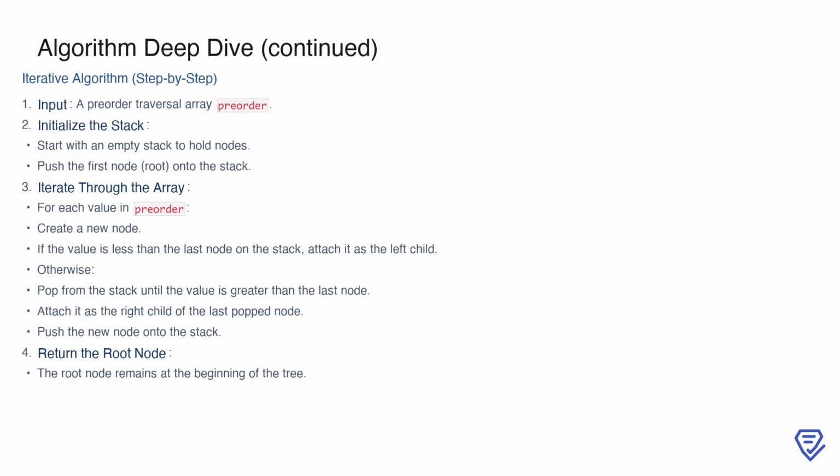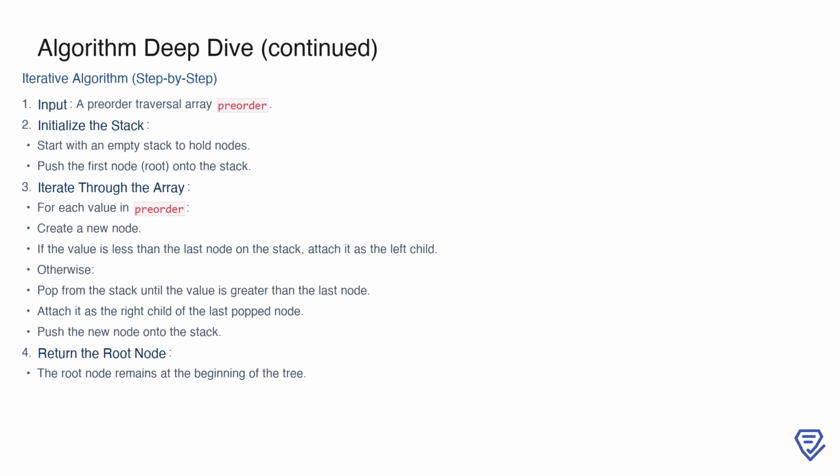Then, as we iterate through the array, we create a new node for each value. If the current value is smaller than the value of the last node on the stack, we attach it as the left child. Otherwise, we pop nodes from the stack until we find a node with a value smaller than the current value. This node becomes the parent, and the new node is attached as its right child. After attaching the node, it is pushed onto the stack for future processing.